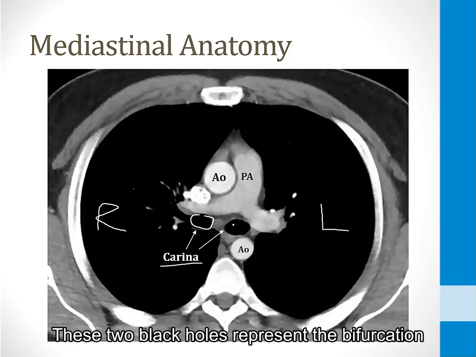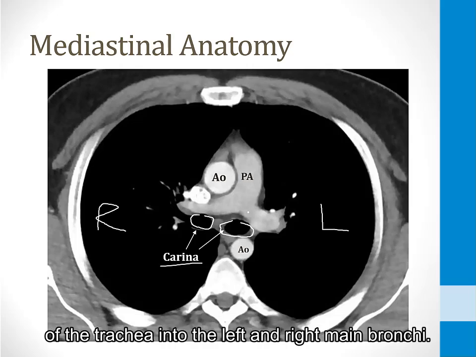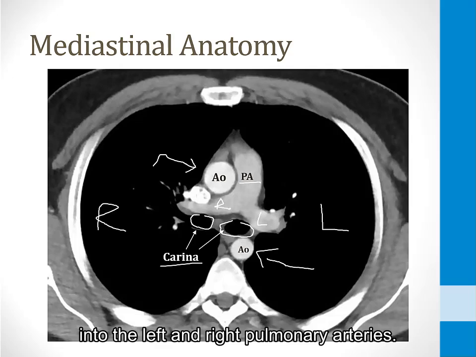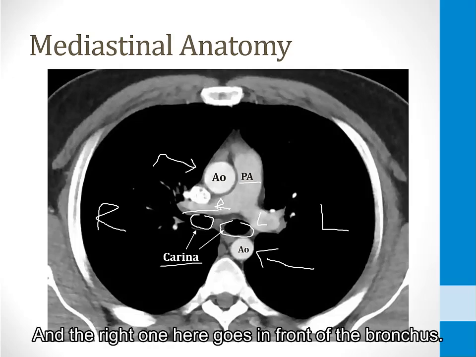These 2 black holes represent the bifurcation of the trachea into the left and right main bronchi. You've got the aorta back here, that's the descending aorta, and the ascending aorta right here. And this is the pulmonary artery here, and you can see it bifurcating into the left and right pulmonary arteries. And the right one here goes in front of the bronchus.